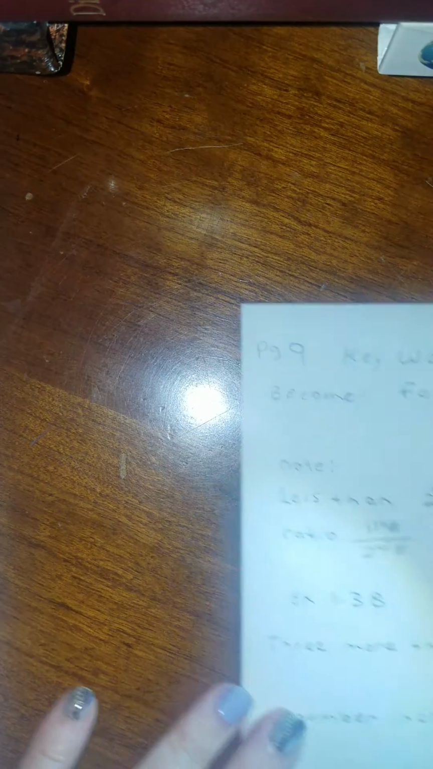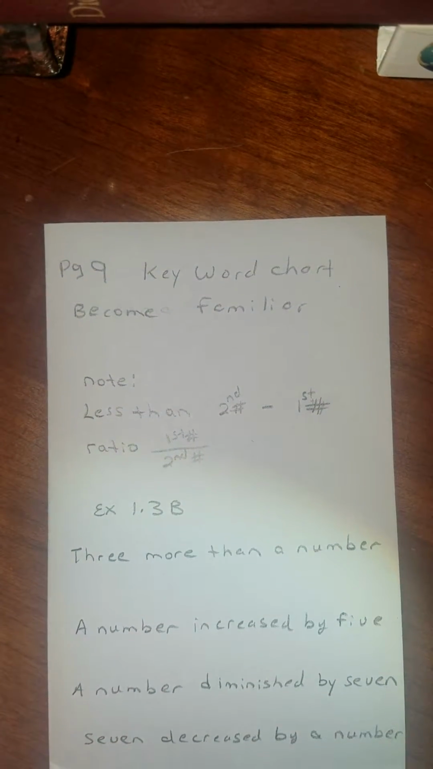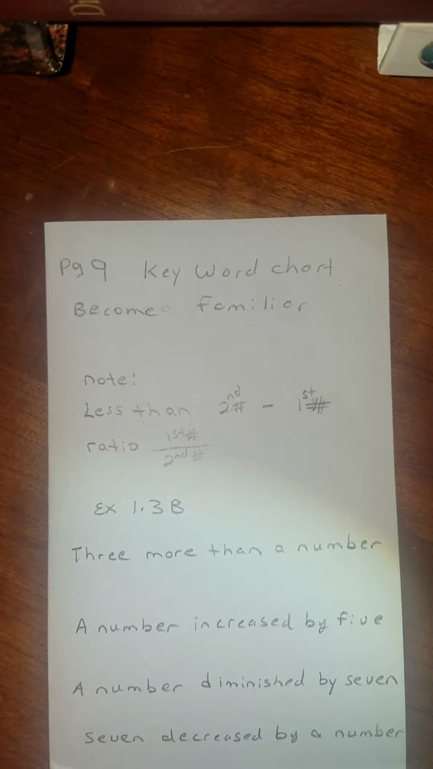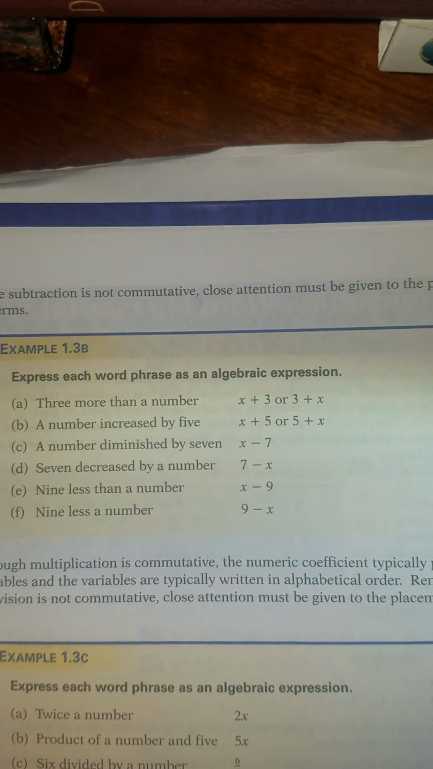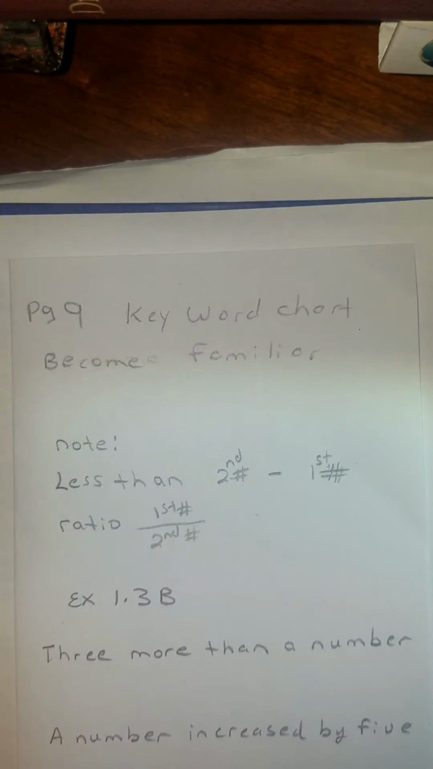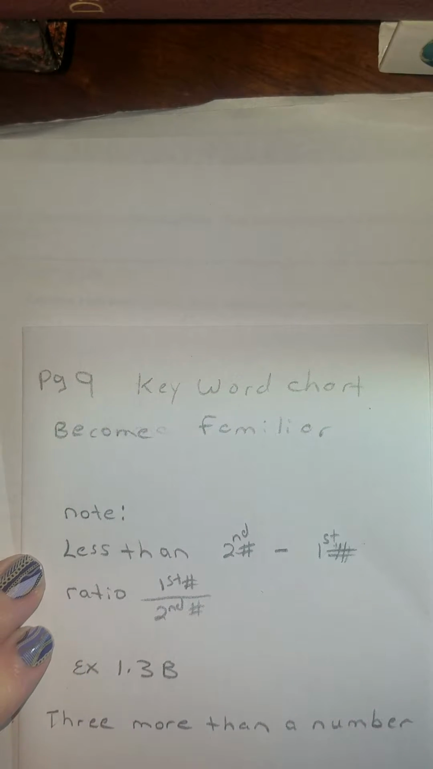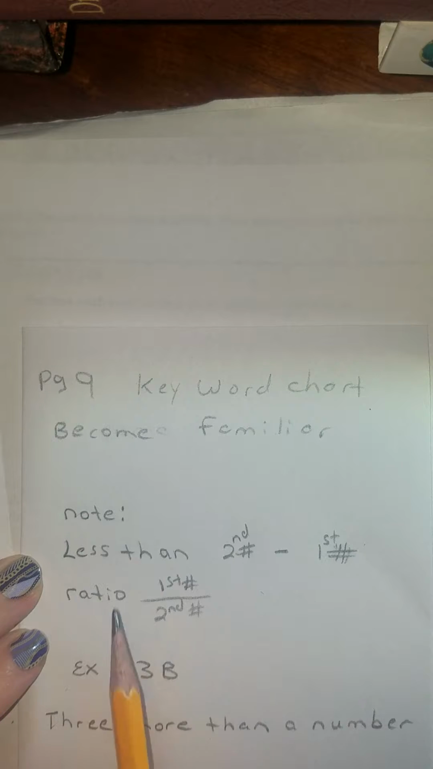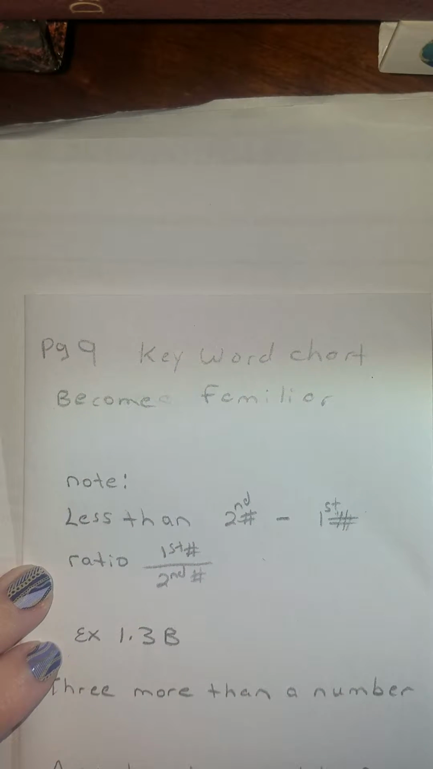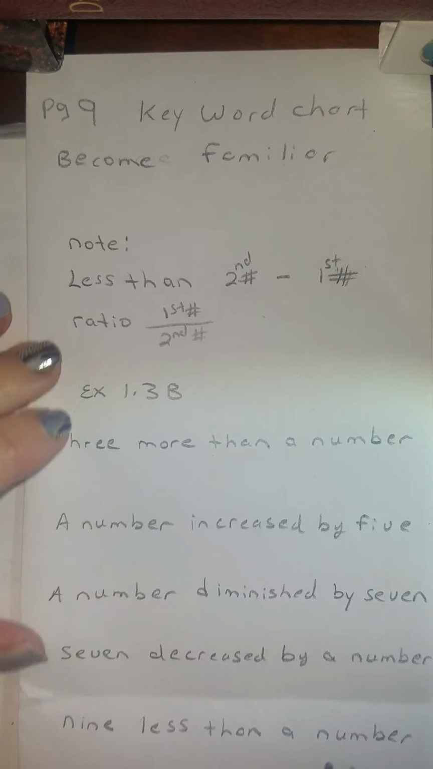All right, so let's do some examples. Again, just so that you know, I'm going to go ahead and move this back up here. I think my lighting's just a little better when I do it that way. All right, so we talked about less than and the ratio. Okay, so we mentioned that, so now we're going to go ahead and do some examples.